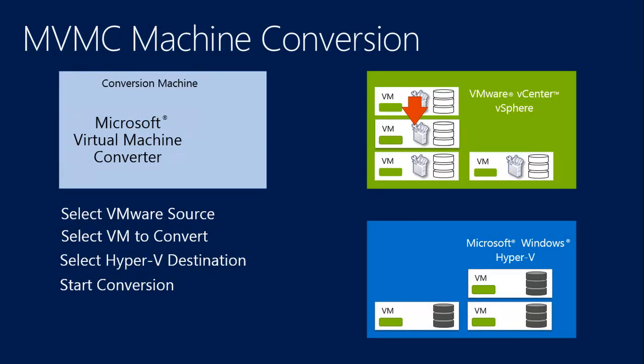So the first thing that MVMC does is take a snapshot, in case something goes wrong. So it triggers a VMware snapshot. VMware is going to take a snapshot of that VM in the state that it's in, just in case something goes wrong. Generally, nothing's ever gone wrong, but it's there in case something does. Just in case.